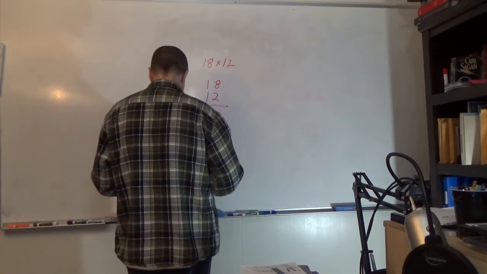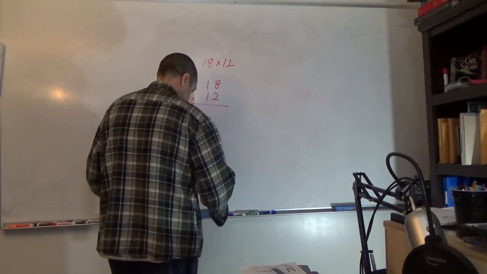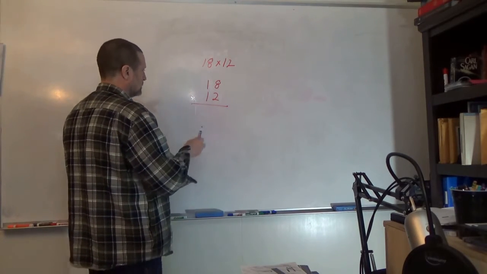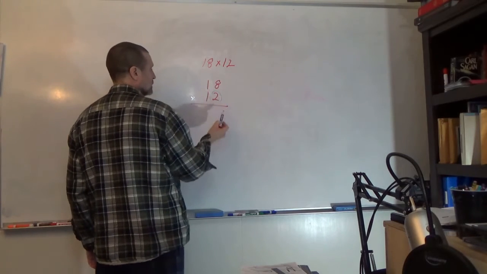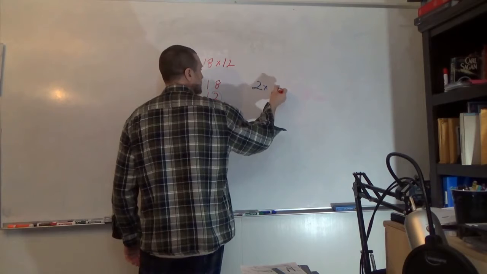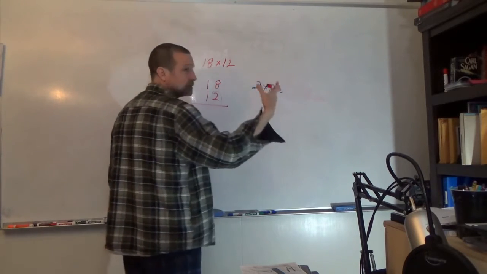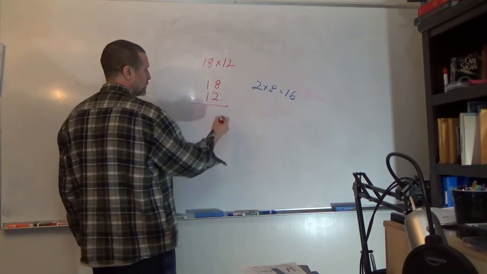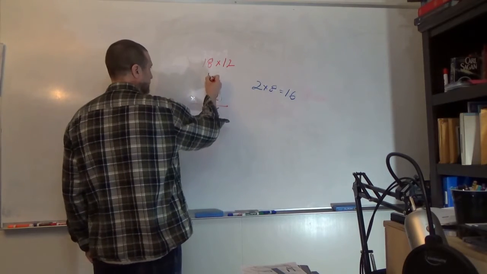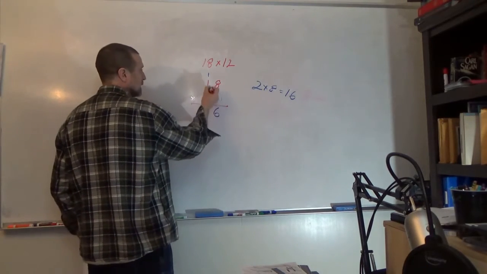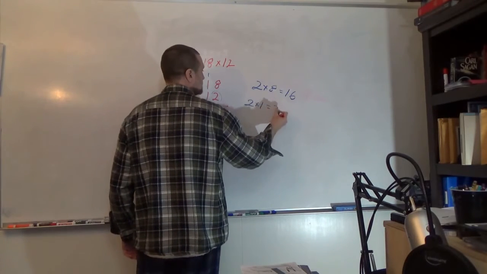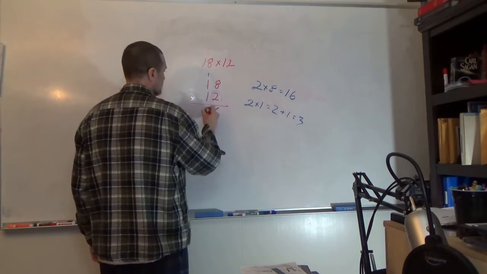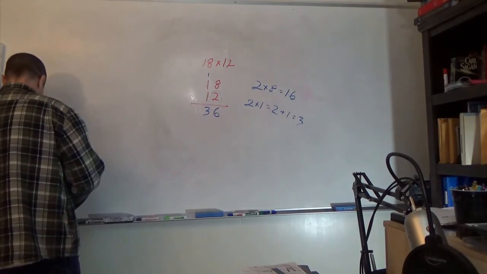We start with a 2. I'm going to change colors here so that we can use a different color for each of these. So we'll start out with a 2. 2 times 8 is equal to 16. We write the 6, and then we put the 1 up top. Okay? 2 times 1 is equal to 2. Add the digit from the top. You get 3.